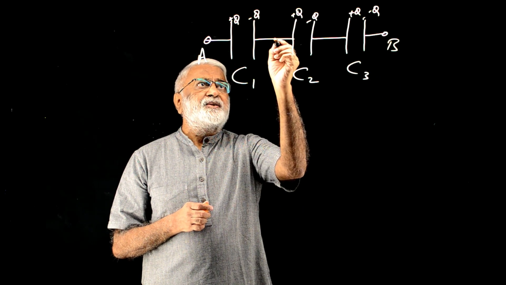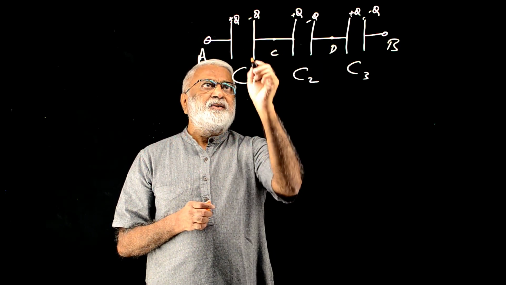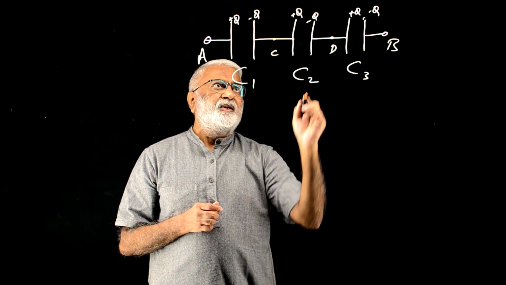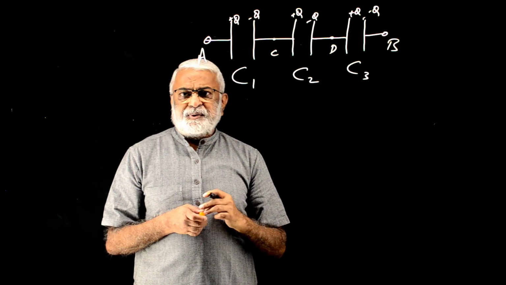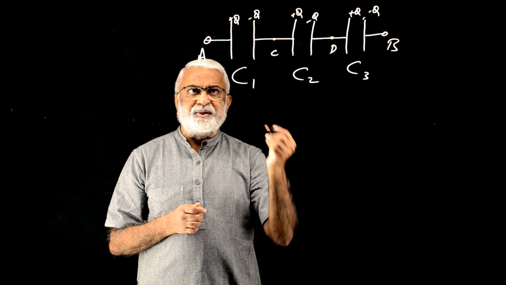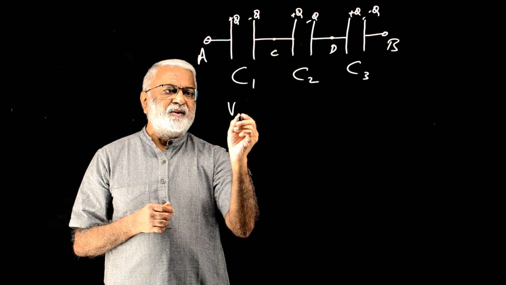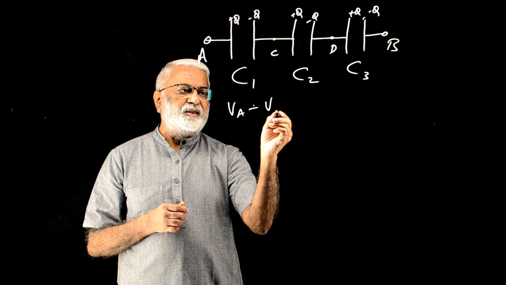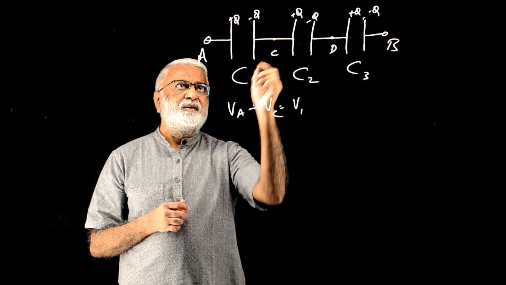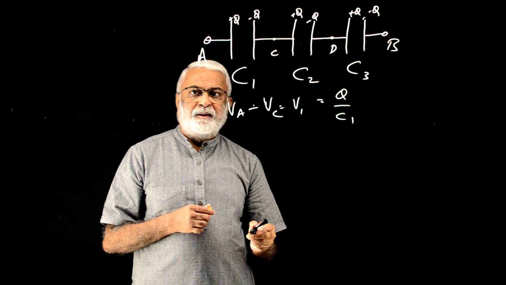Now let's call this C and this D. These are all connected conductors, so they are at the same potential. Now we can write the equation for the charge, capacitance, and potential difference here. VA minus VC, the potential difference across the first capacitor, let's call that V1. That's Q by C1.